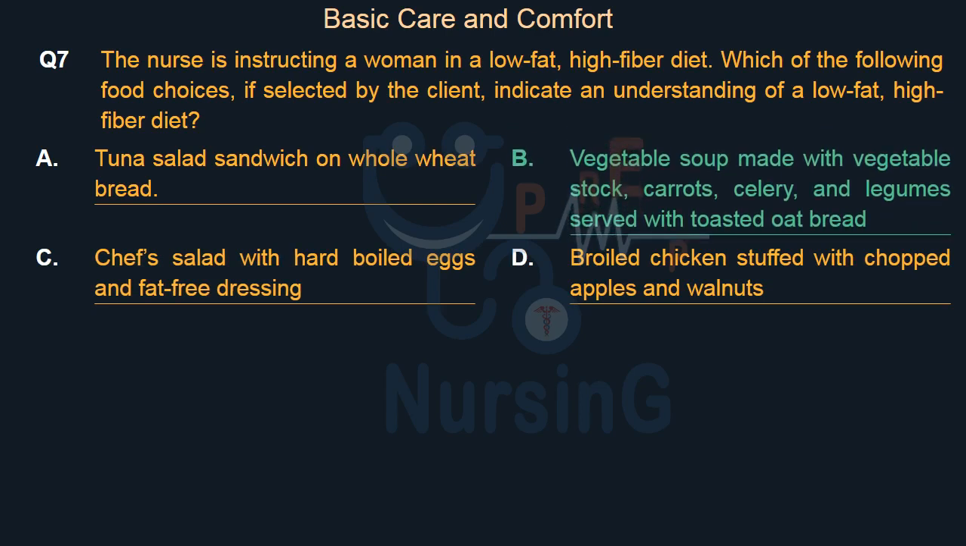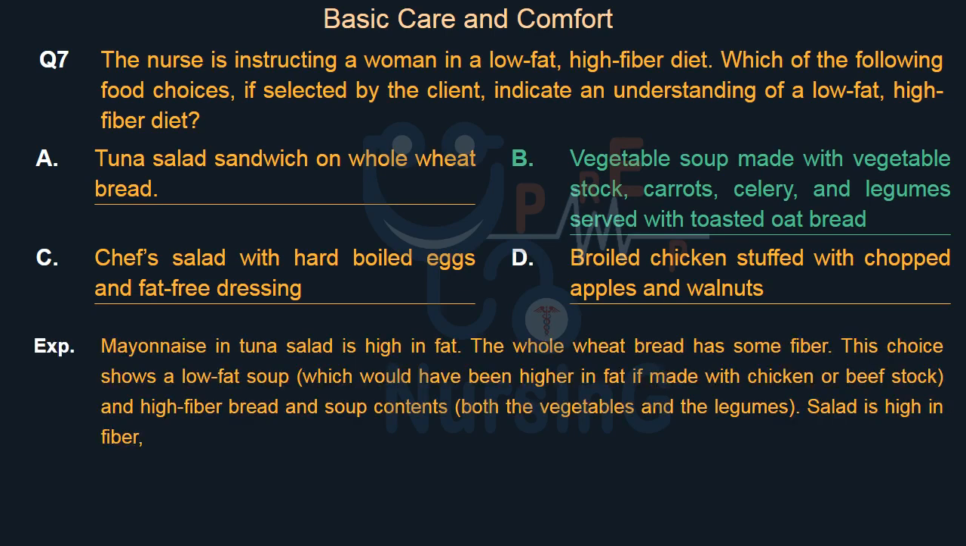Vegetable soup made with vegetable stock, carrots, celery, and legumes served with toasted oat bread. Mayonnaise and tuna salad is high in fat. The whole wheat bread has some fiber. This choice shows a low-fat soup, which would have been higher in fat if made with chicken or beef stock, and high-fiber bread and soup contents, both the vegetables and the legumes. Salad is high in fiber.